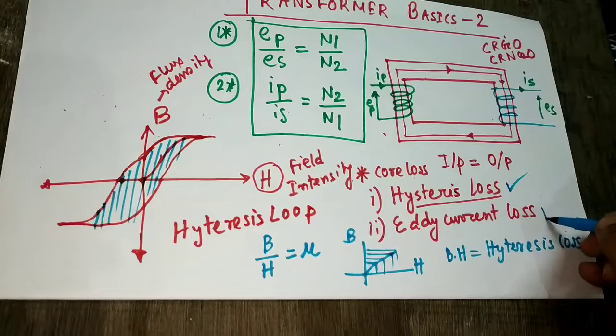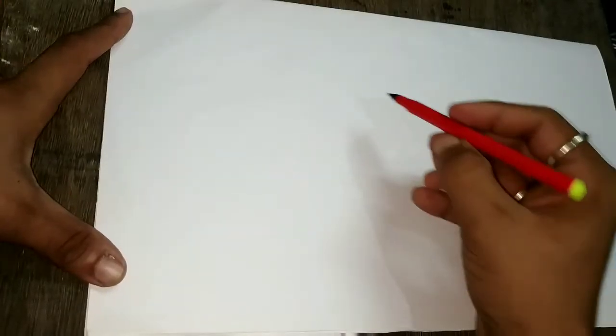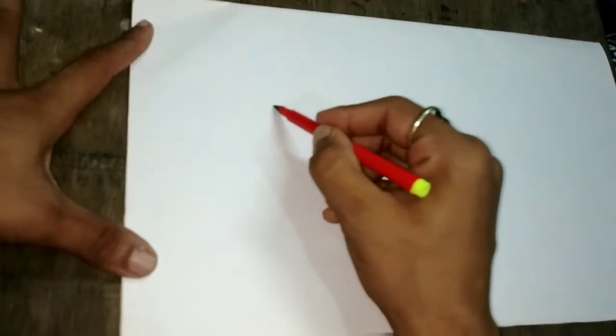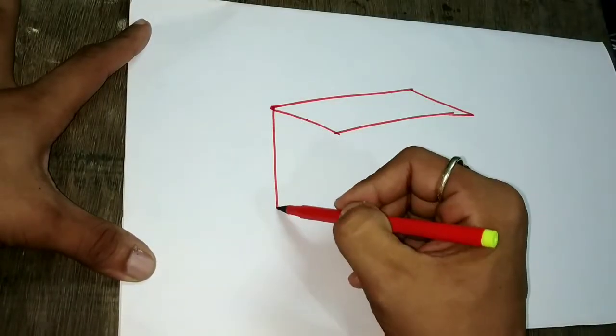And in the case of eddy current loss, let me go to the next page. How does eddy current loss occur? Suppose we are drawing the three-dimensional view of the core. This is the core.